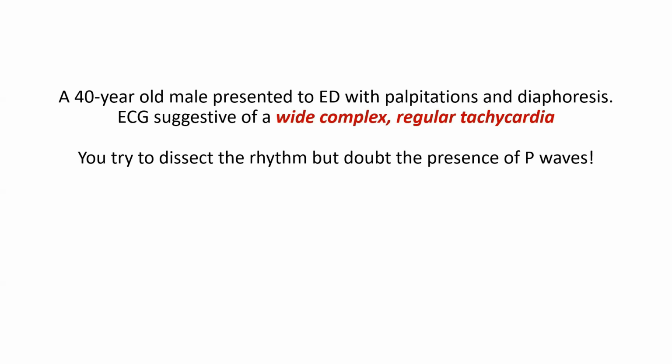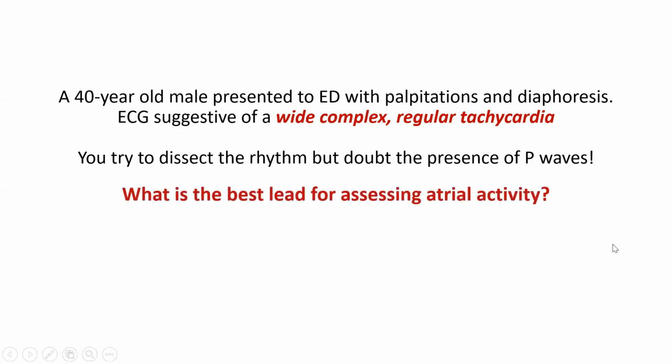You start evaluating a 40-year-old male who presented to the emergency with palpitations and diaphoresis. You get a 12-lead ECG done, and the patient has got a wide, complex, regular tachycardia. You try to dissect the rhythm, but you doubt that there is any P wave. My question to you is, what is the best lead for assessing atrial activity?